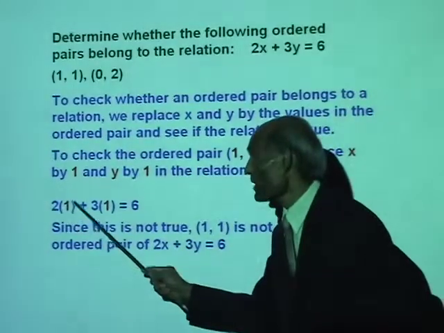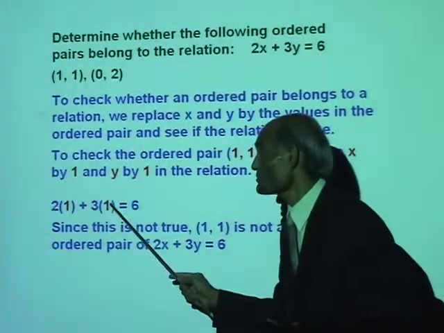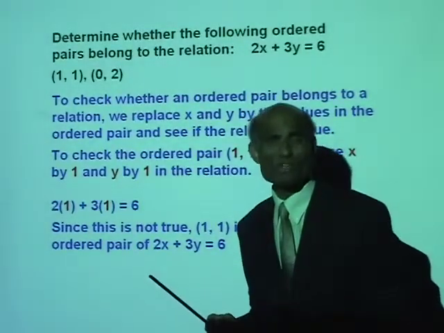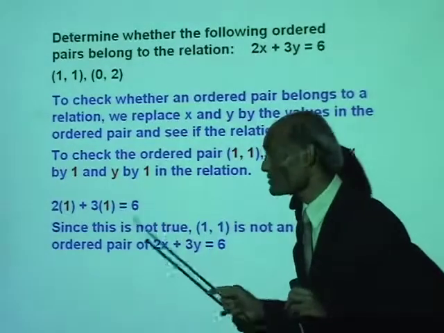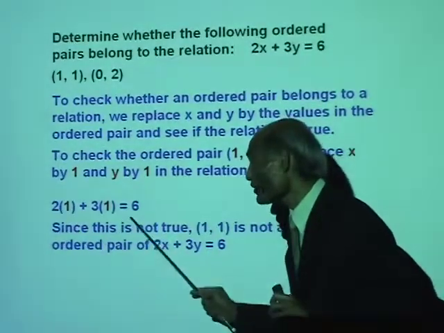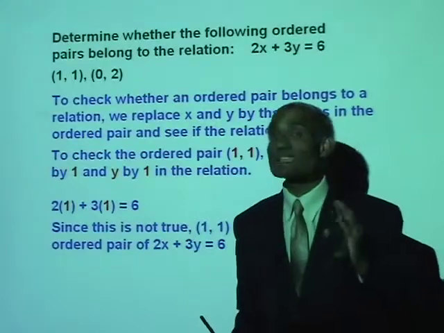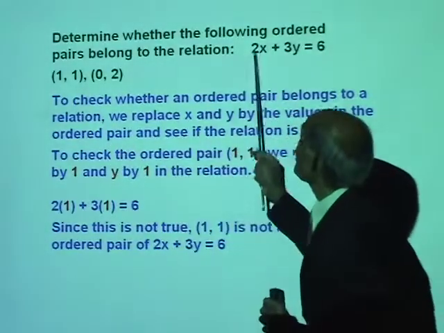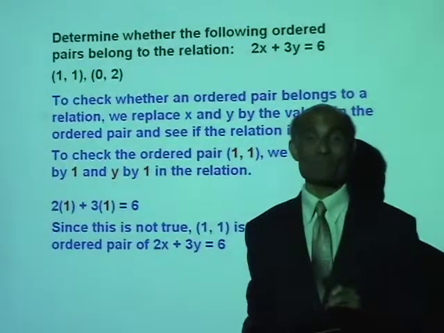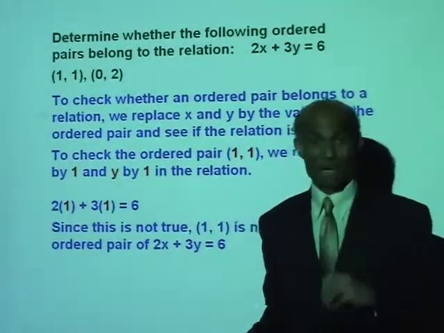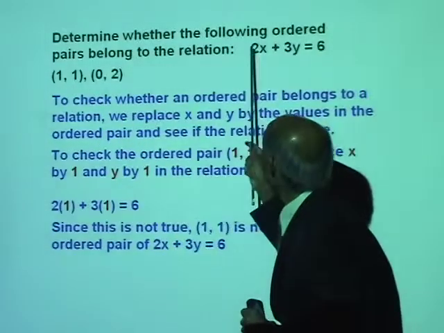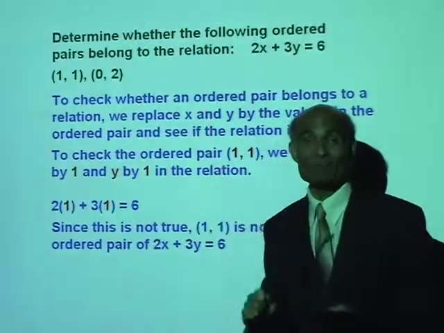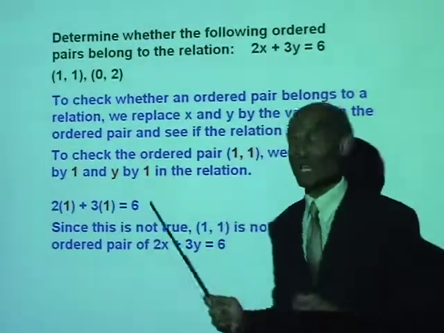Well, 2 times 1 is 2, and 3 times 1 is 3. 2 plus 3, as far as I know, 2 plus 3 is 5, not equal to 6. So you can see this is not a true relation. What does that tell you? It tells you that (1, 1) is not an ordered pair of that relation. What does that mean? It means when the input is 1, the output will not be 1. That's what it means. The output will be something else here.